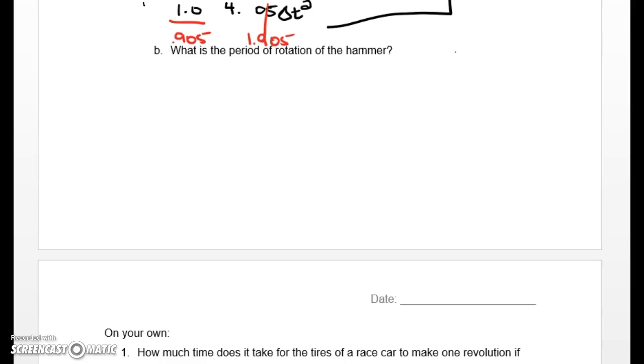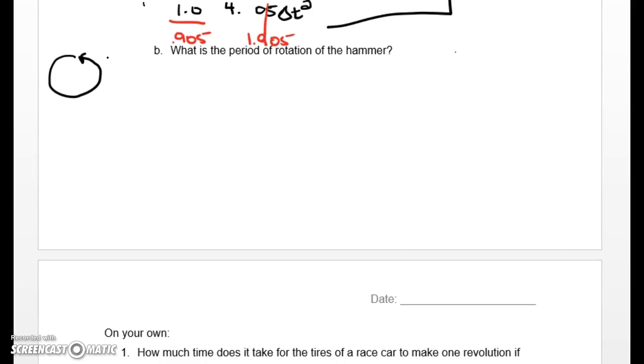So in part B here, we are going to find the period of rotation of this hammer. This is how long it takes us to make one complete spin in preparation for throwing this hammer. So here we're looking for how long it's going to take to complete one full spin before we launch that hammer.